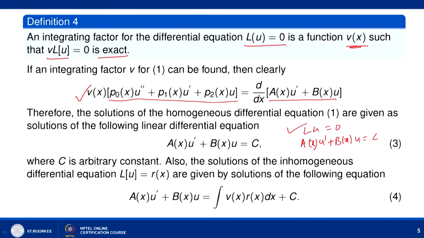So, the solution of this Lu equal to 0 is now reduced to the solution of a differential equation of one order less, which is a x u dash plus b x u equal to some constant c, which we can determine later on. And in particular, if you look at the inhomogeneous differential equation Lu equal to R x, then the solution of this inhomogeneous equation is given by the solution of a x u dash plus b x u equal to the integral of V x R x dx plus some constant. Now, this integral has a limit depending on the condition given along with this inhomogeneous linear differential equation.